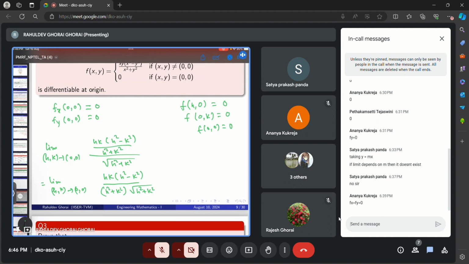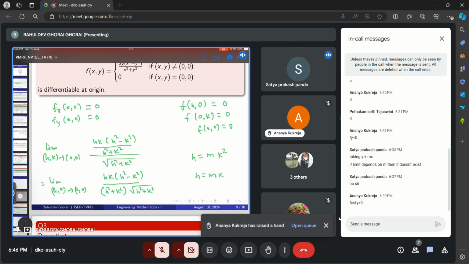Are you getting a different limit? No, sir, it is 0 when k tends to 0. But that won't give you the limit; the total limit is 0, I told you, right? You have to maybe again take the h equal to mk square path, because you can go through different curves to 0, 0. So why only h equal to mk, or why only k equal to mh? It can be h square equal to mk also, right?